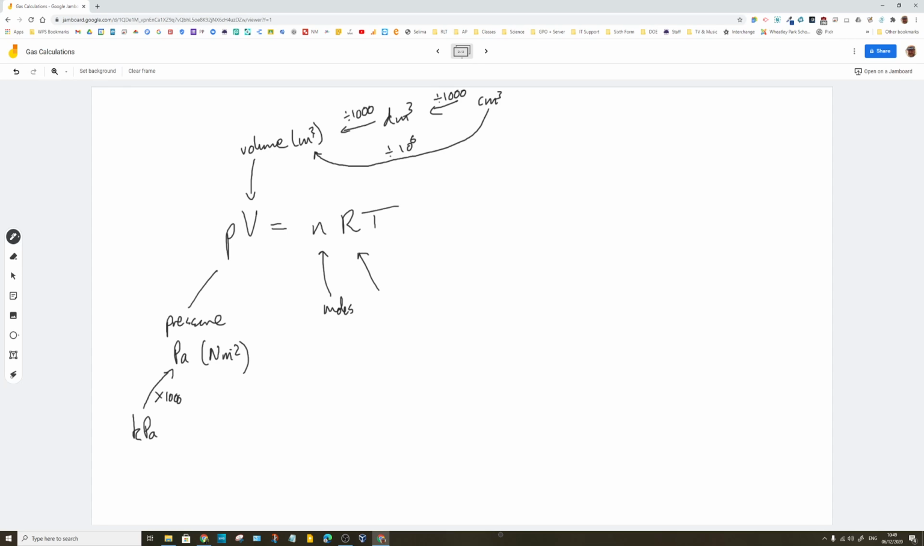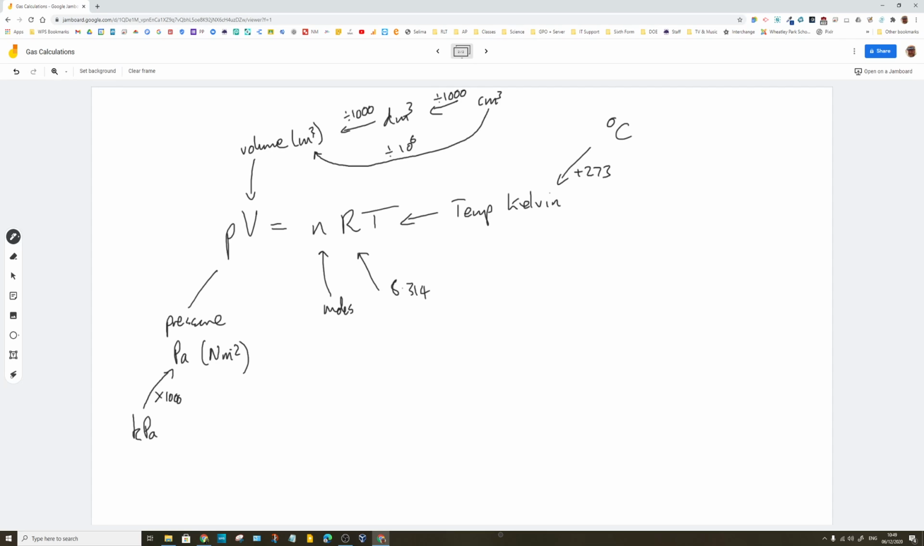R is the ideal gas constant, which is 8.314, which is on the data sheet, so you don't have to remember that. And T is the temperature in Kelvin. And the most common thing that you have to do there is go from degrees centigrade to Kelvin, and to do that you're going to add 273.